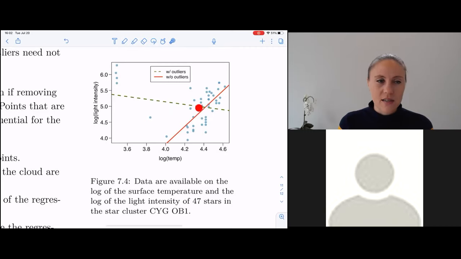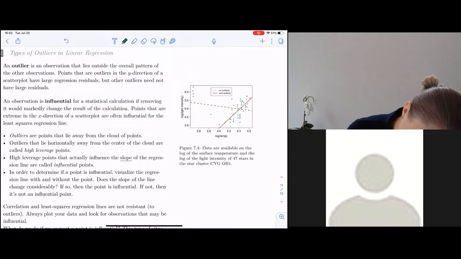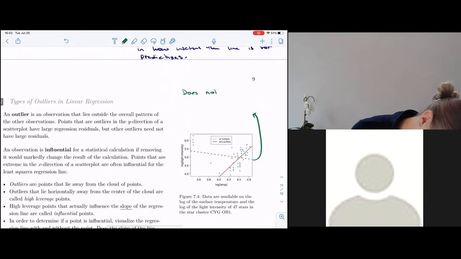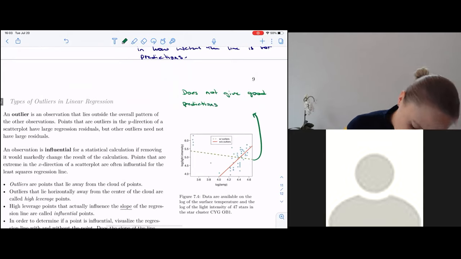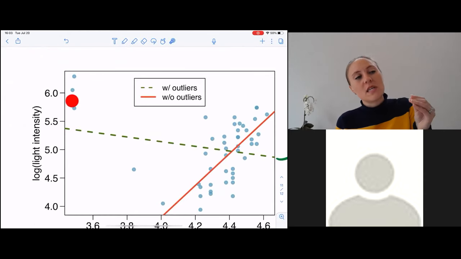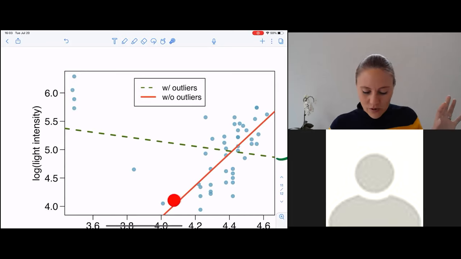Maybe around here it does a reasonable job, but overall this line does not give good predictions. When we include the outliers in this case, the line is getting pulled towards these outliers, and we call those influential. They're influencing the line. Whereas here, if we remove these four data points, these four outliers, and fit the line, then we're able to get better predictions, right?